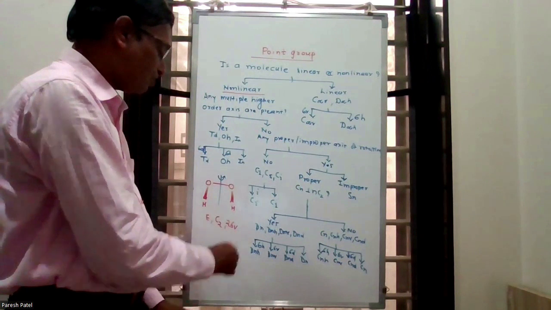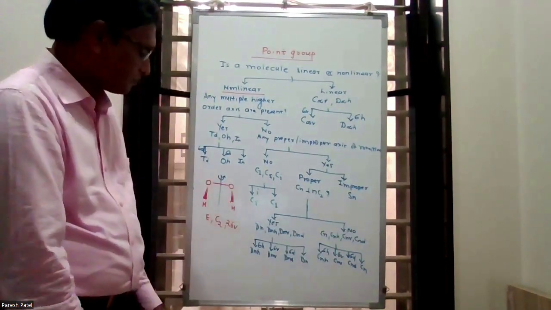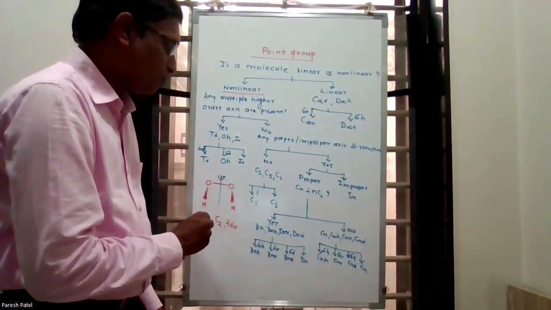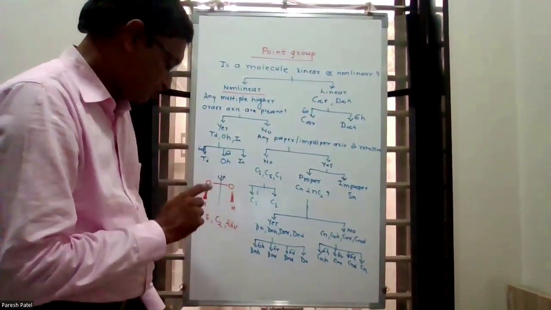No, so we have to go for the C option. It means C2, C2h, C2v, or C2d. But here, 2 sigma v are present. So the point group is C2v. Point group is C2v.